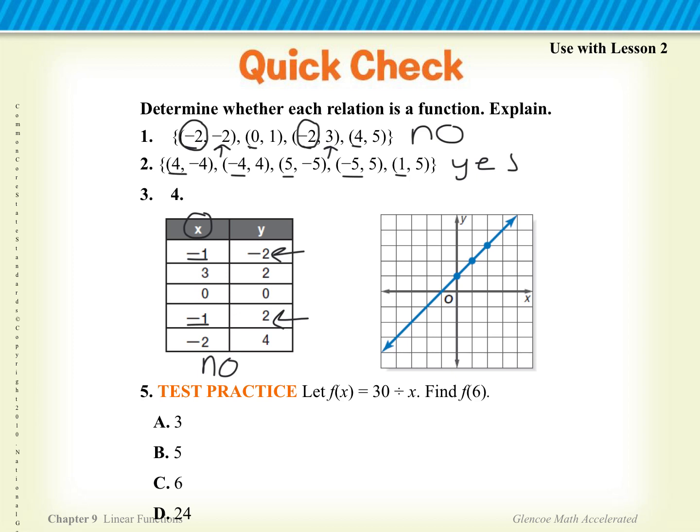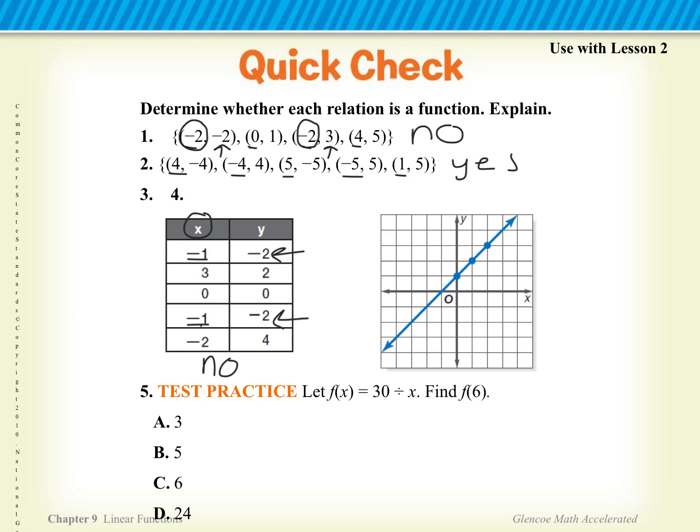If this came out to 2, would that be a function? Yes, because -1 still only has one value. It just showed up twice. Okay, good. What about number 4 when it's in a graph?